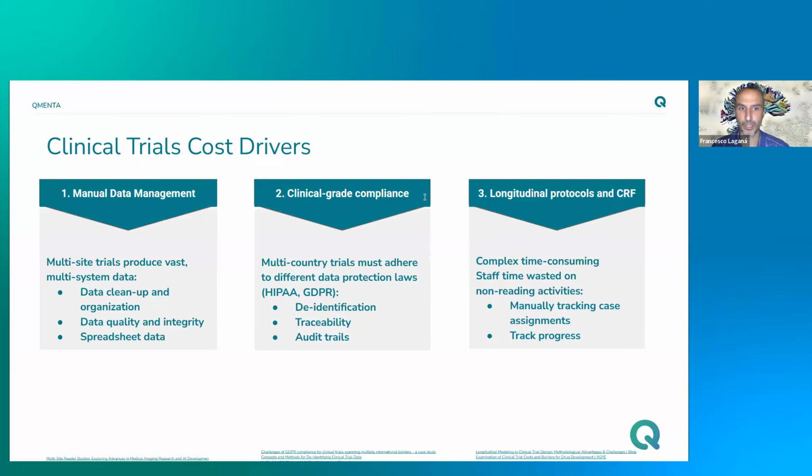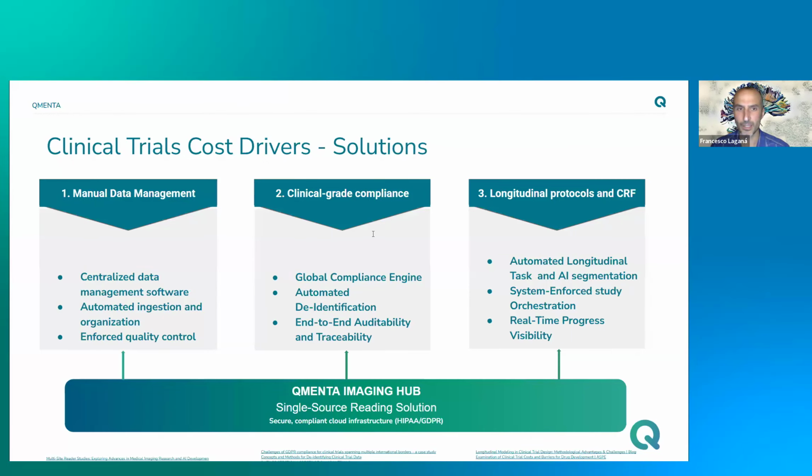Lastly, longitudinal reading assessments like RANO are complex, and when you lack a centralized structured system to manage the entire workflow, your expert reader spends more time coordinating than actually reading. And these are the inefficiencies that we eliminate.